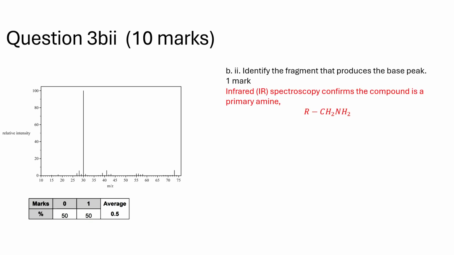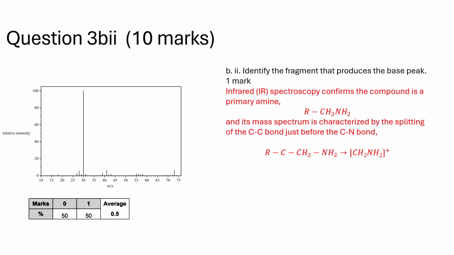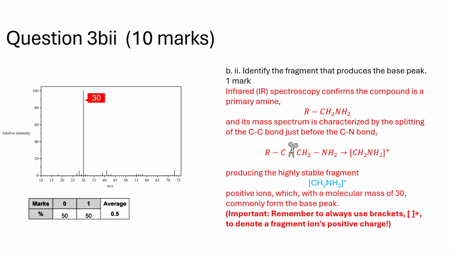Infrared (IR) spectroscopy confirms the compound is a primary amine, and its mass spectrum is characterized by the splitting of the C-C bond just before the C-N bond, producing the highly stable fragment CH2NH2+ ions, which, with a molecular mass of 30, commonly form the base peak. Important: remember to always use brackets and a plus sign to denote a fragment ion's positive charge.